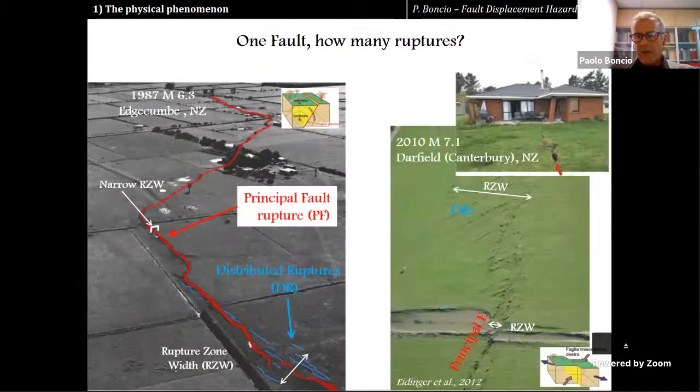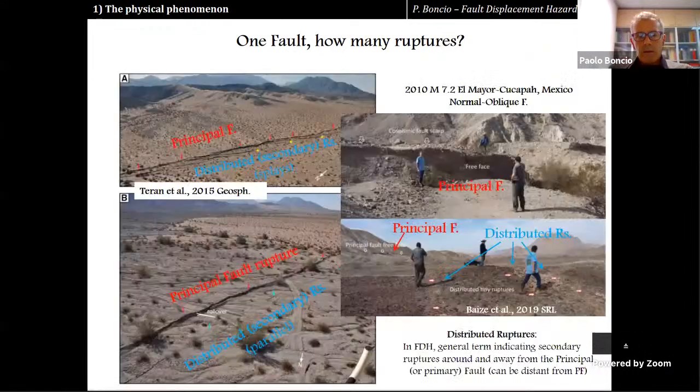Okay. This affects the width of the rupture zone. In general, in fault displacement hazard, distributed rupture is a general term indicating secondary ruptures around and away from the principal or primary faults, and can be distant from the principal fault. So we have principal and distributed ruptures.